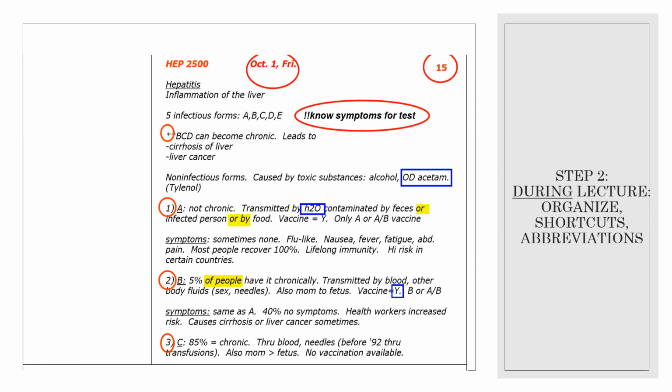Step 2, during the lecture, you will organize, and use shortcuts and abbreviations. And this is to simply allow the student to keep up with the speed of the professor. An additional tip is to write in color. Your brain responds best to bright and fun colors. Changing colors during the lectures also keeps you alert.